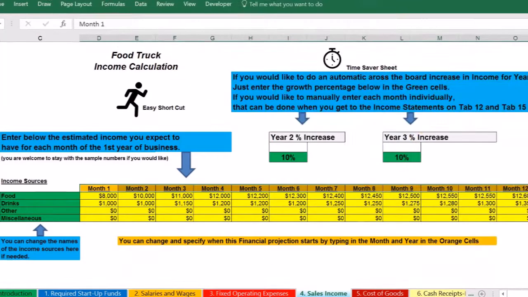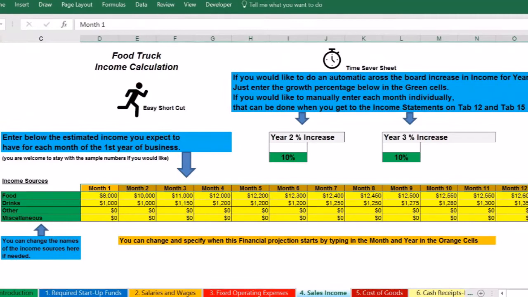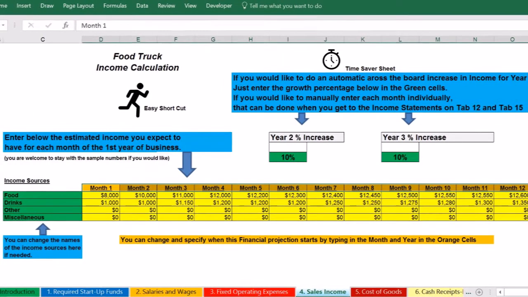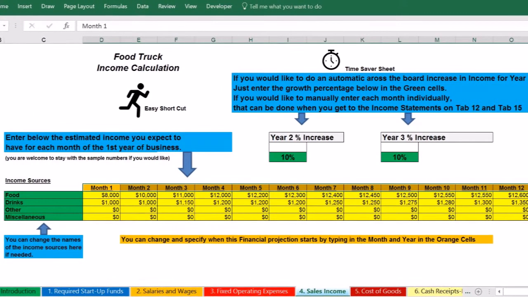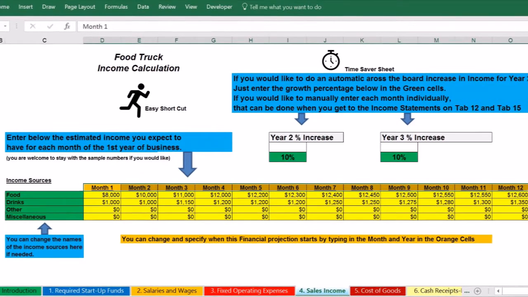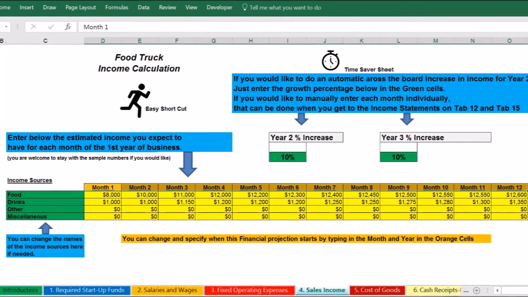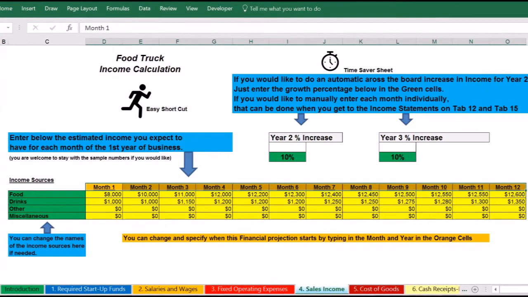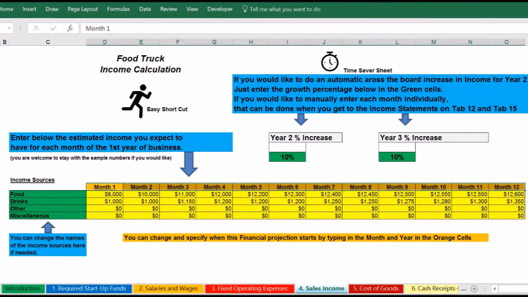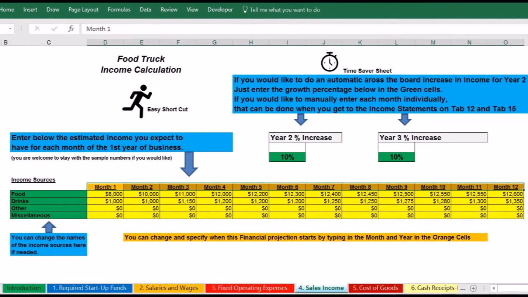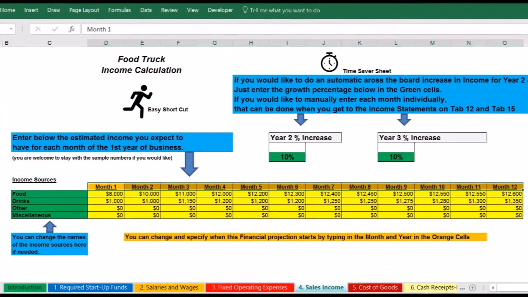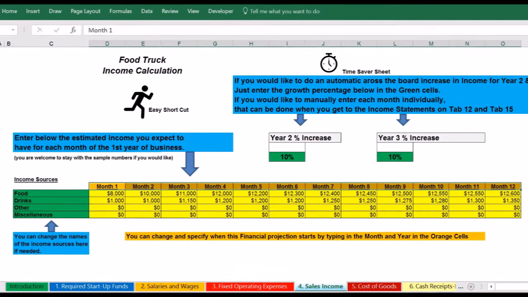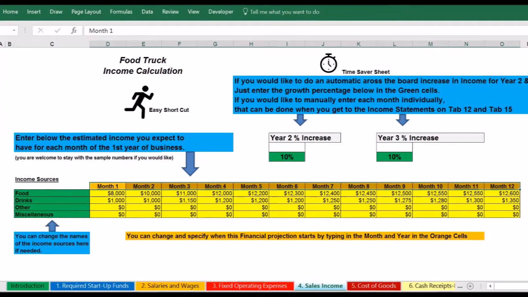Sales income is next. On this worksheet, you are required to enter your monthly income estimates for the first year of your projection in the yellow cells. There are green cells on the sheet that list common line item names for income sources for a food truck. You can leave these as is or change if necessary to match your business.